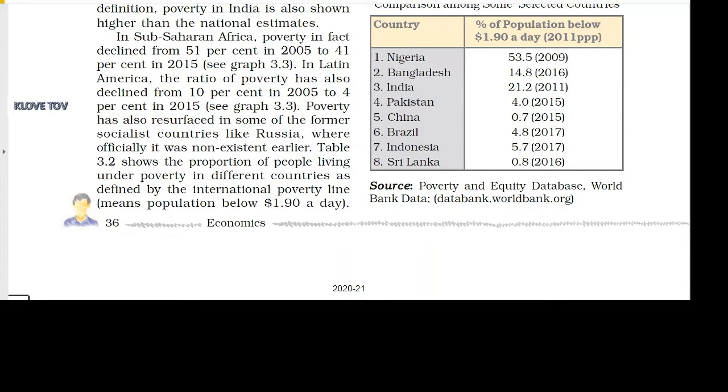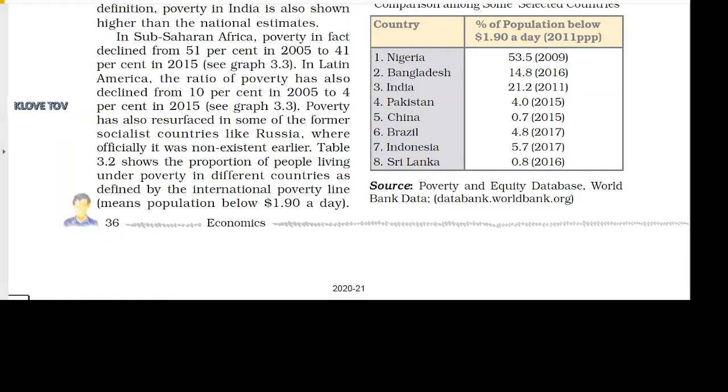In sub-Saharan Africa, poverty in fact declined from 51% in 2005 to 41% in 2015. In Latin America, the ratio of poverty has also declined from 10% in 2005 to 4% in 2015. Poverty has also resurfaced in some of the former socialist countries like Russia, where officially it was non-existent earlier.